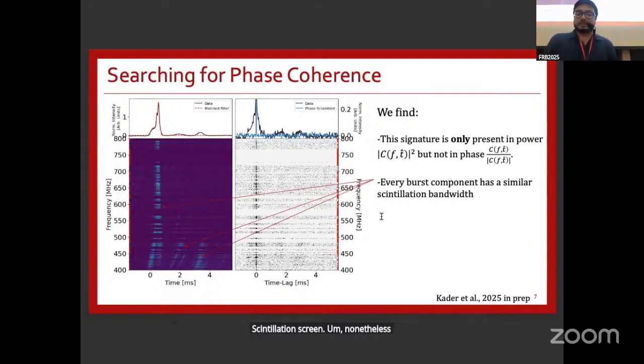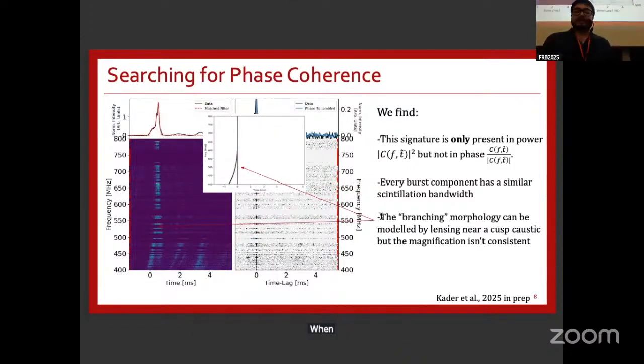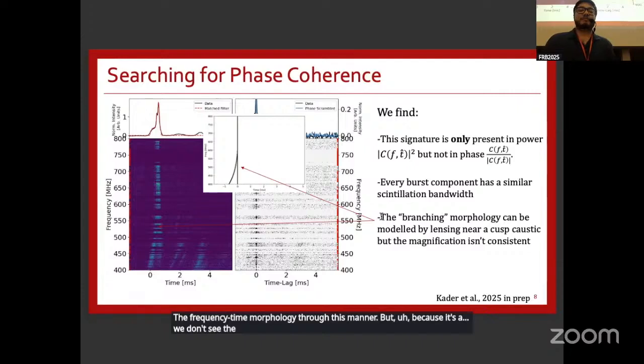Nonetheless, one of the things that strikes out about this burst is the morphology of it, in that we notice this branching morphology that leads us to believe that it might be a plasma lens FRB, in that if you have a lensing occurring near a caustic, you can model the frequency-time morphology through this manner. But we don't see the magnification that might be associated with it.